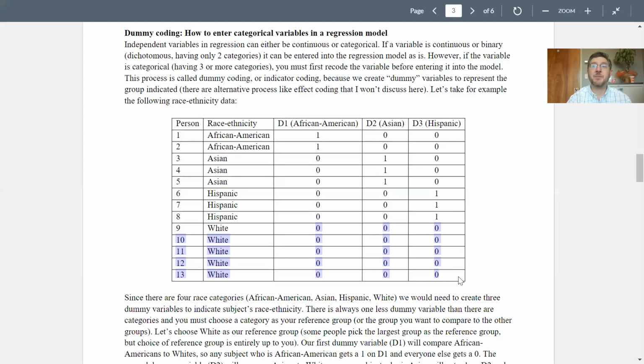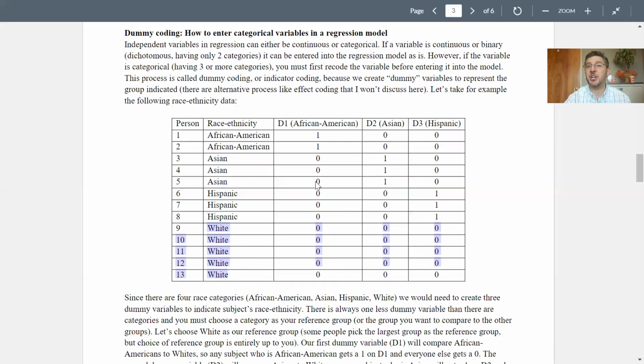I'm just bringing this up as an FYI. I'm not going to have you do any dummy coding in this class. I just want you to know for the future, if you don't go into Stat 3, that if you do have a categorical variable, you have to think about how you're going to enter it in the model. And usually, in this case, we would typically call white our reference group.